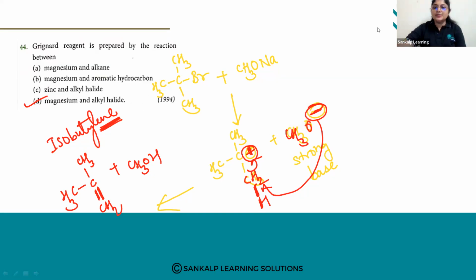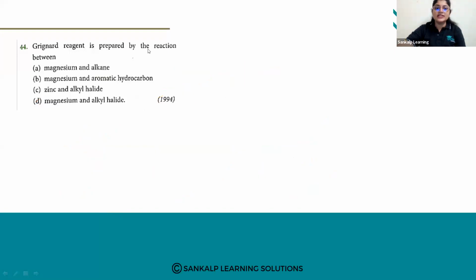So next question: Grignard reagent is prepared by the reaction between. How is Grignard reagent prepared? What is Grignard reagent? RMgX. Okay, RMgX is Grignard reagent. So in Grignard reagent, this will be the negative part and this will be the positive part.